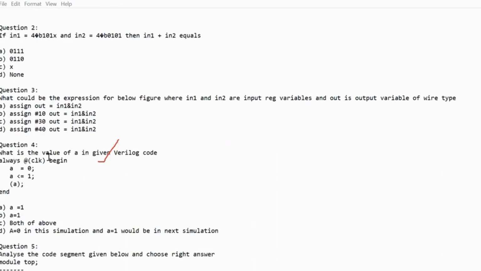Fourth question. What is the value of the given Verilog code? Suppose here there is always at the rate of clock, with A equal to 0 and A equal to 1 given, and then display of A. So what is the value of A here? What value will be displayed? Initially, A equal to 0 will be displayed, ma'am. Why? Because the blocking assignment, ma'am, is in the active region. Okay.